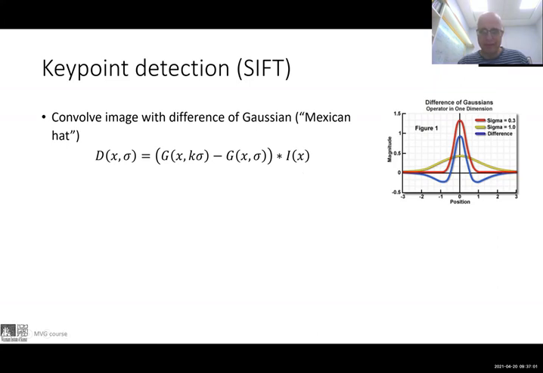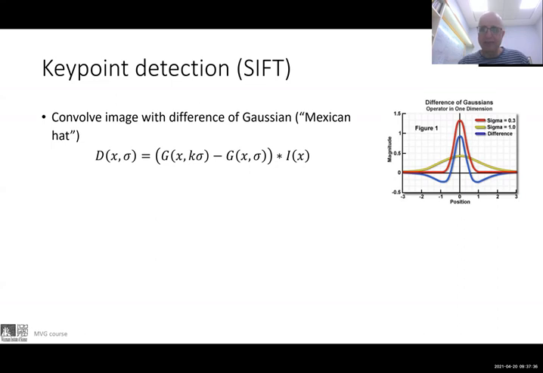So what is the difference of Gaussians? What does it look like? Think about two Gaussians, the red one and the yellow one. Each of them has a different sigma. Take the difference between them, and you see that what you obtain is this blue curve. The blue curve has a peak in the center and negatives in the periphery of the filter. It's circular.